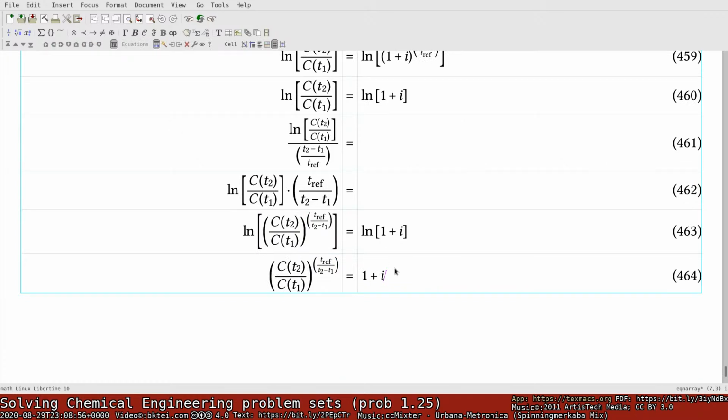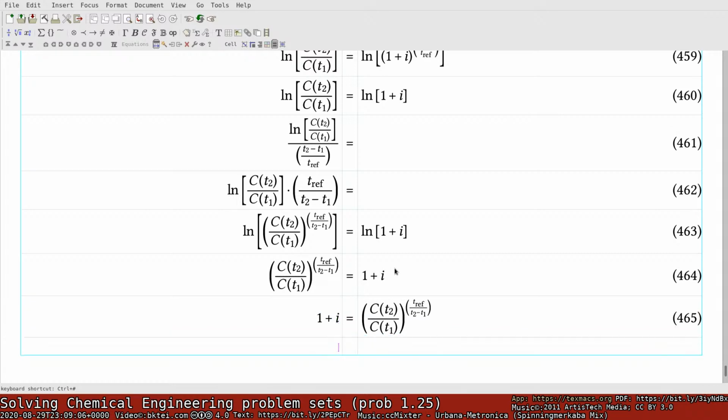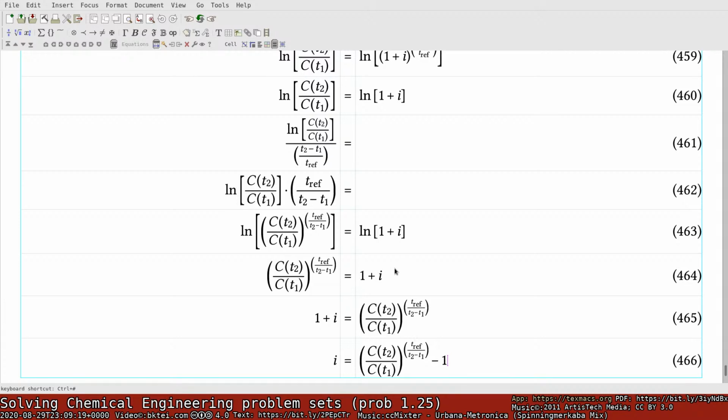And then let's go ahead and flip everything over. 1 plus I. I equals this thing minus 1. Subtracting 1 from both sides. Okay. That should do it.